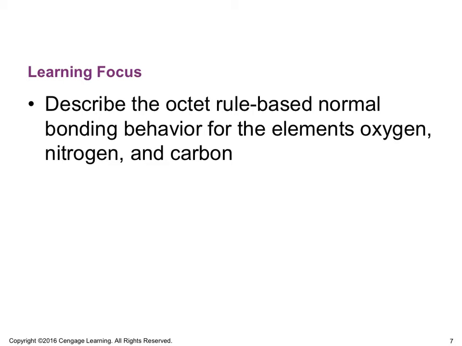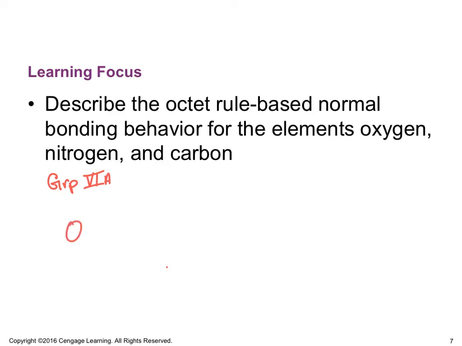In this video, we're going to talk about the octet rule again and how we can determine what types of bonds versus lone pairs atoms are going to prefer to form. And we're going to focus in on oxygen, nitrogen, and carbon. So oxygen is in group 6. And remember, our group numbers tell us how many valence electrons it has.